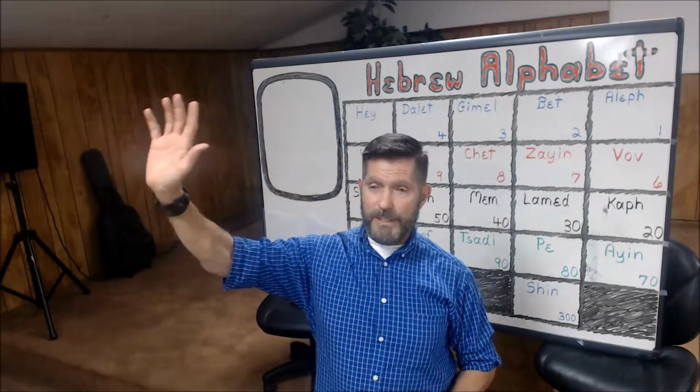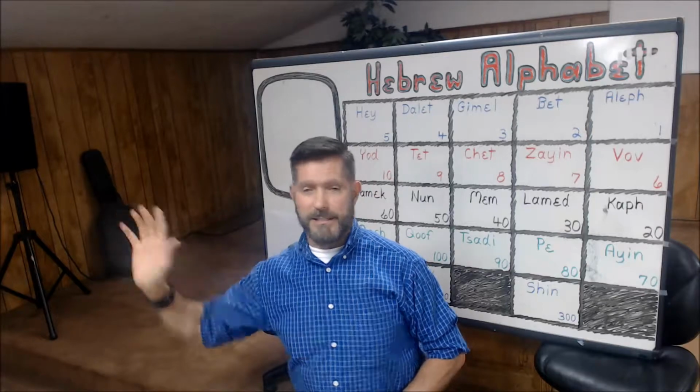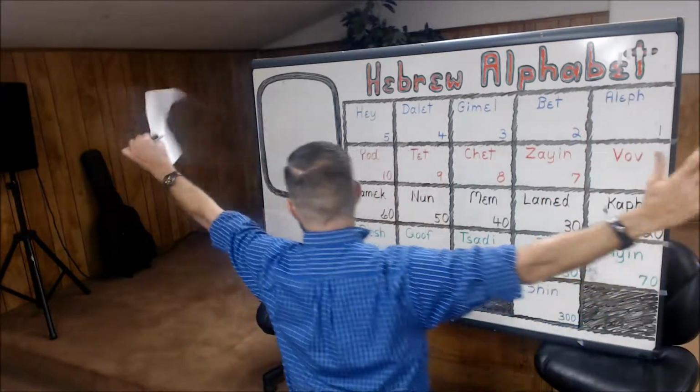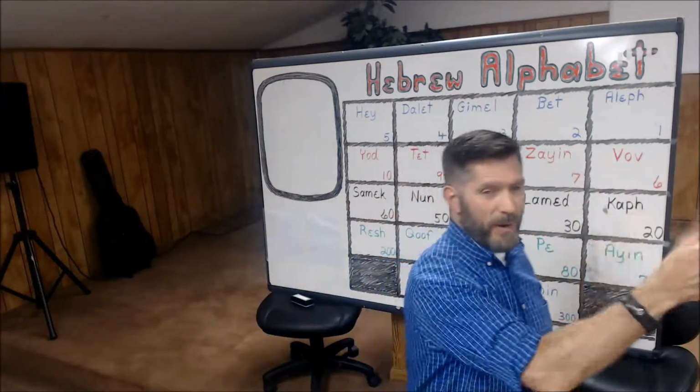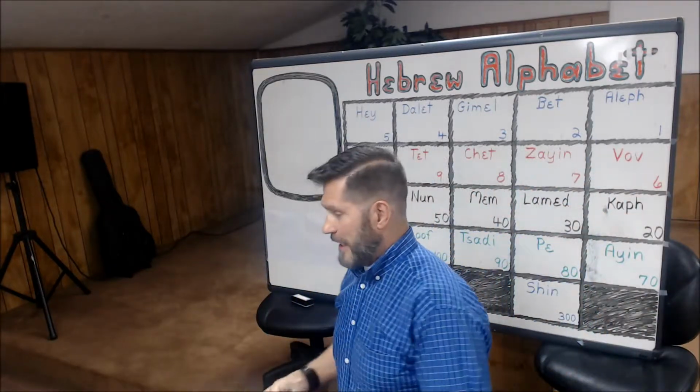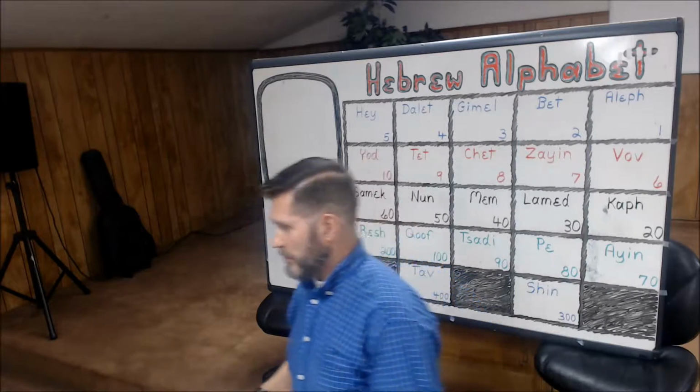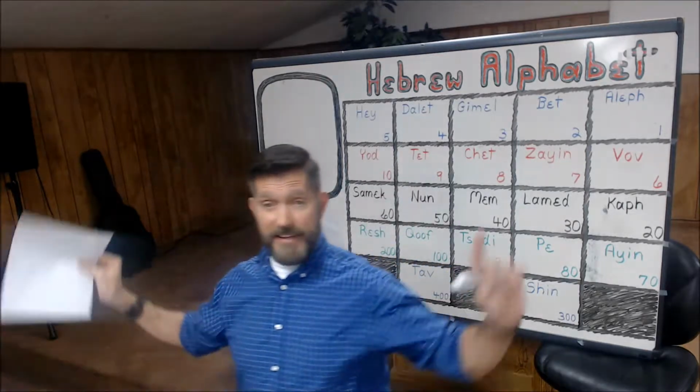Remember, Hebrew is written and read right to left, not left to right. English is left to right. Hebrew is right to left. And so that's why your sheets are drawn up the way they are. Okay, does everybody have that?